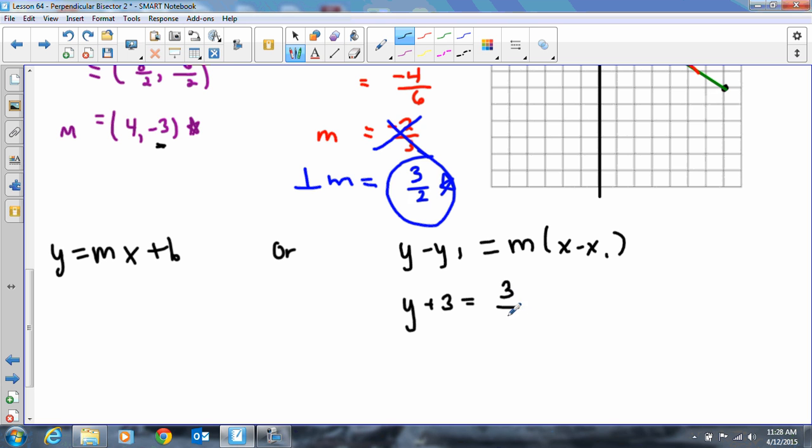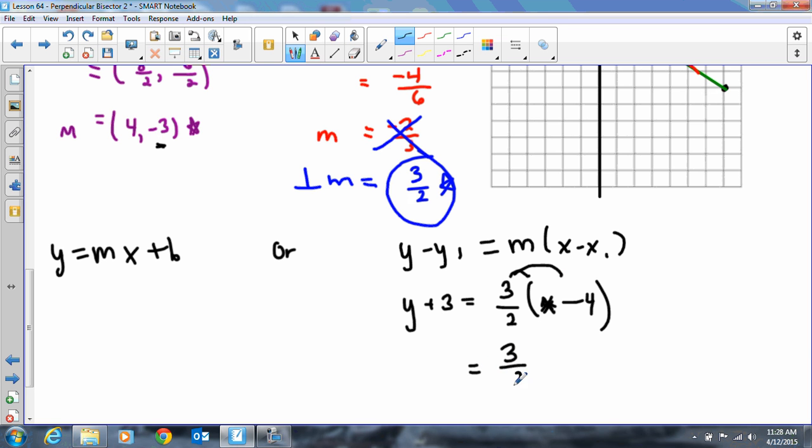My slope is 3 over 2, parentheses, x, and then minus 4. All right, here I can leave it this way, or I can convert it depending on if it's a multiple choice question. So let me just go ahead and continue to convert this.